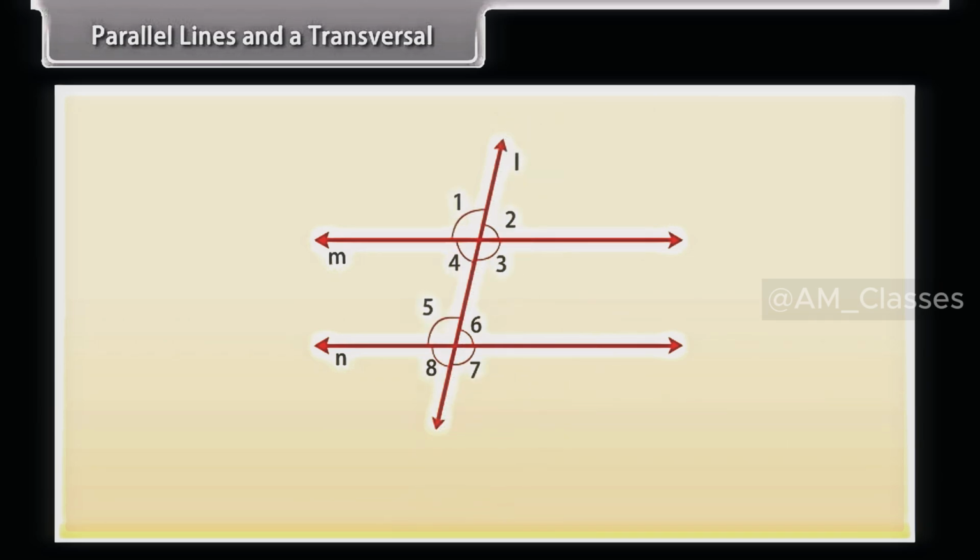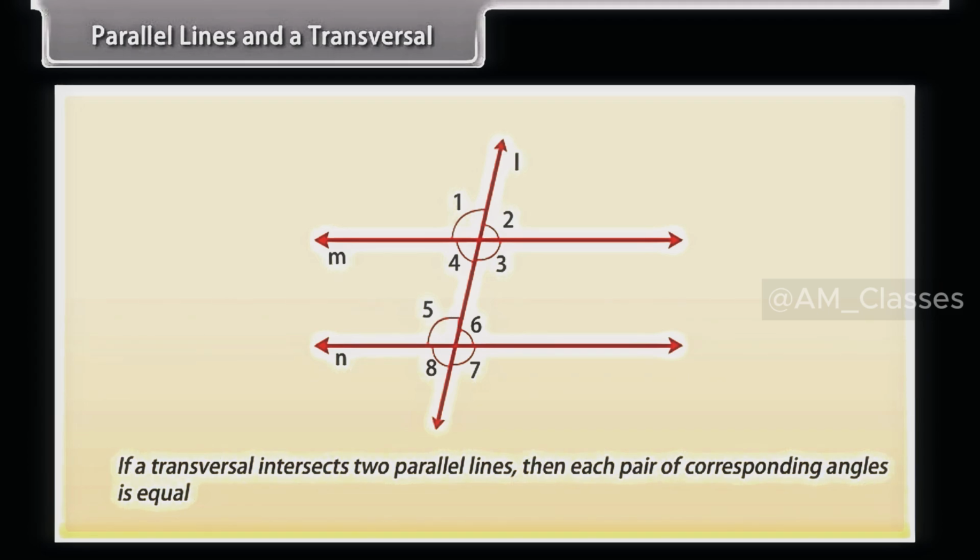Now if we measure any pair of corresponding angles, we find that angle 1 is equal to angle 5, angle 2 is equal to angle 6, angle 4 is equal to angle 8, and angle 3 is equal to angle 7. For this, we get one more axiom, which is, if a transversal intersects two parallel lines, then each pair of corresponding angles is equal.